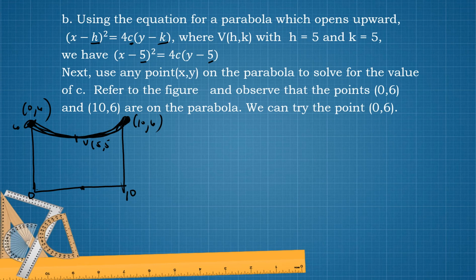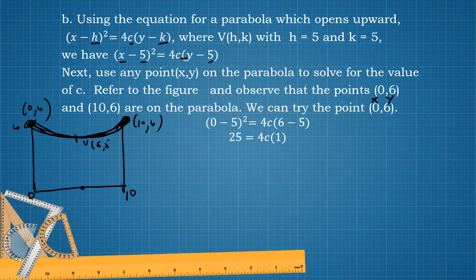We can use 0, 6. So instead of writing x, we're going to write 0. Instead of writing y, we're going to write 6. By substitution property, it will be 0 minus 5 quantity squared equals 4c quantity 6 minus 5. 0 minus 5 is equal to negative 5, and squaring negative 5 gives 25. 6 minus 5 is 1, so 25 is equal to 4c times 1. 4c times 1 is 4c.